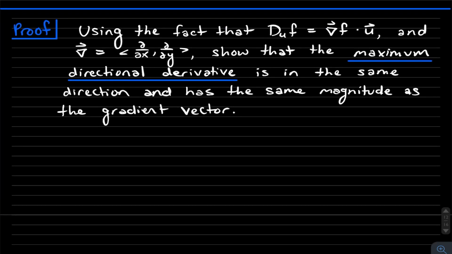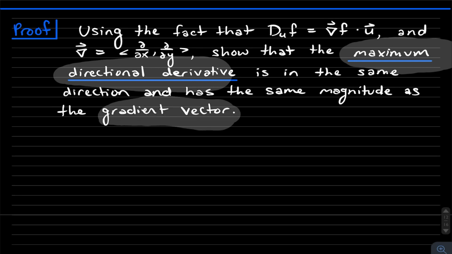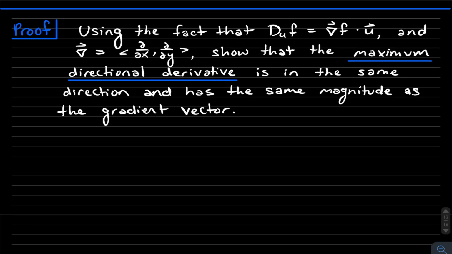So let's actually prove this. Using the fact that the directional derivative D_u f equals the gradient of f dotted with the unit vector, and that the del operator is a vector whose components are d/dx, d/dy, show that the maximum directional derivative is in the same direction and has the same magnitude as the gradient vector. We want to see this similarity between the maximum directional derivative and the gradient vector. They basically need to be the same. If you know your properties of the dot product, this actually isn't that bad, because we know that this is true.